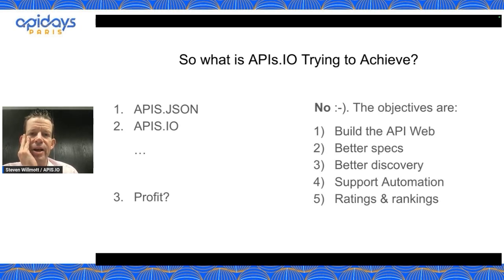We've come such a long way in the last 10 years in terms of spec use and so on, but I think there's still so much more to do. We can make better specs, we can make discovery better, we can support automation in a better way, and we can use ratings and rankings to help drive that improvement process. That's really the goal here, and the format is completely open; anyone can use it.